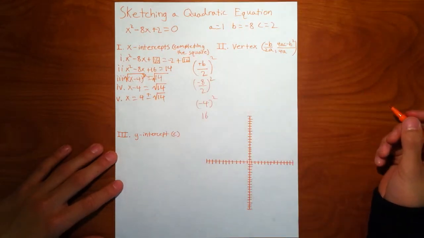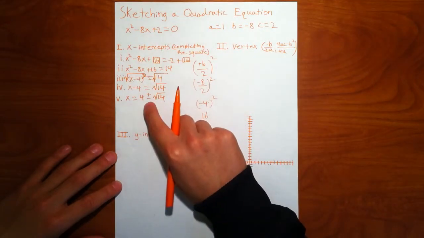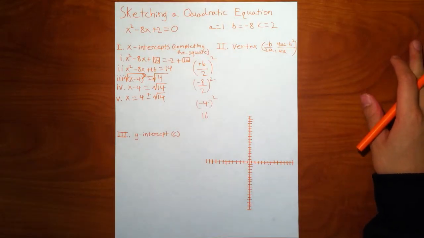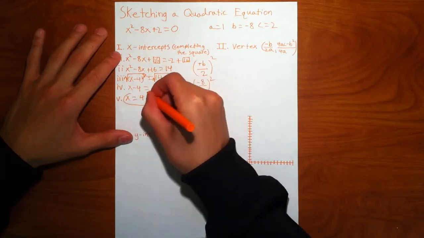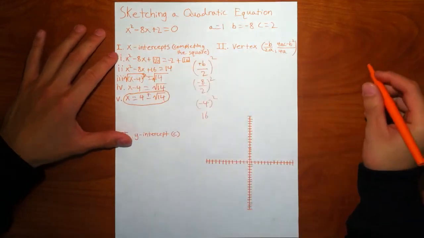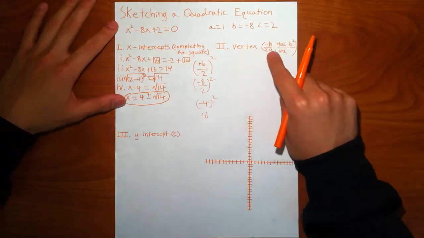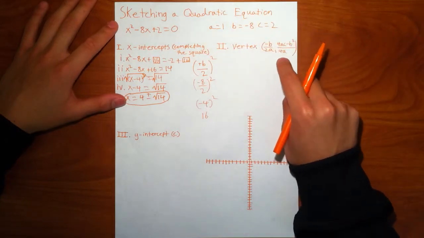And there you have the x-intercepts. X equals 4 plus the square root of 14, and x equals 4 minus the square root of 14. So I'm going to go ahead and circle that. Those are x-intercepts. So now I'm going to find the vertex, and to do this, I'm going to plug in a, b, and c into this equation.